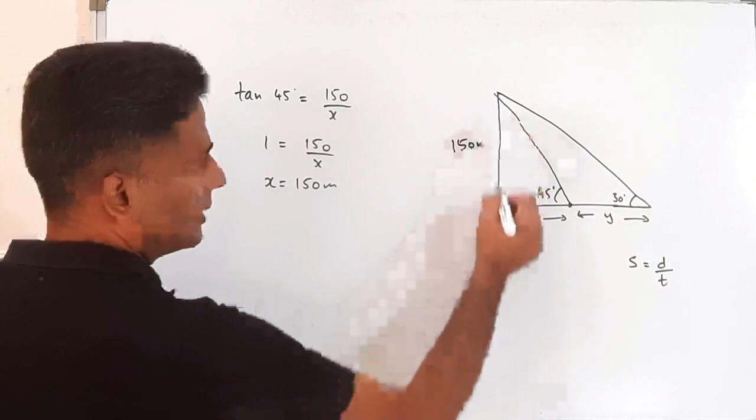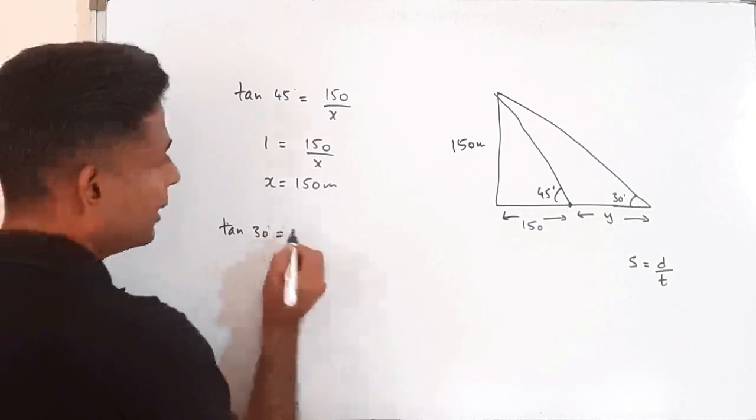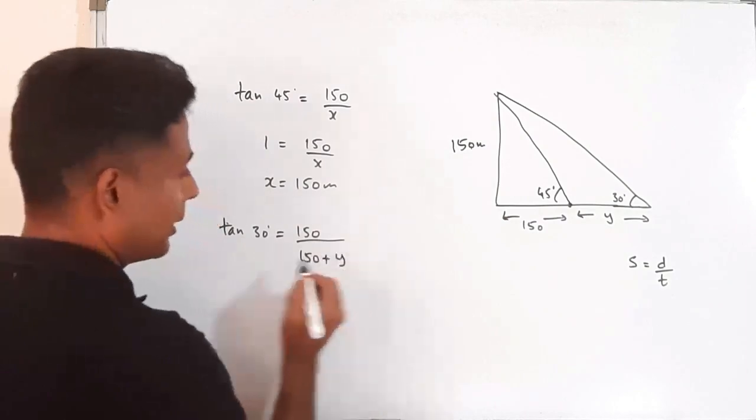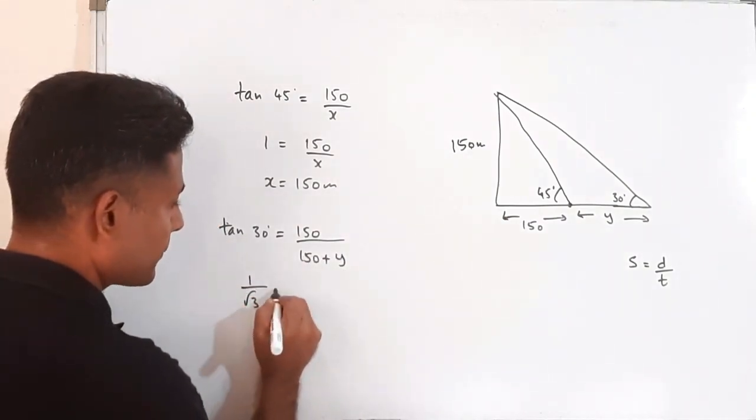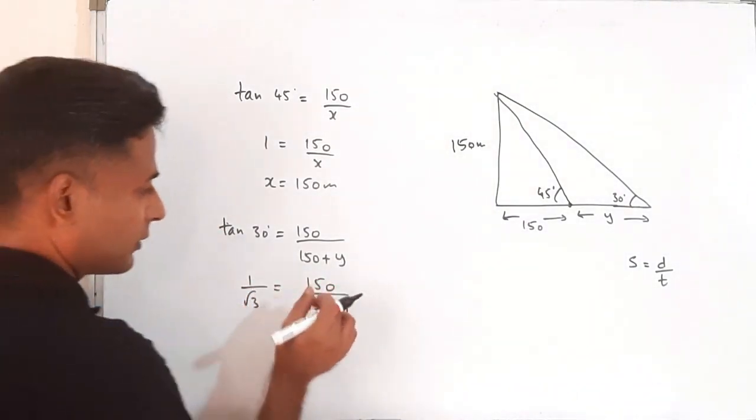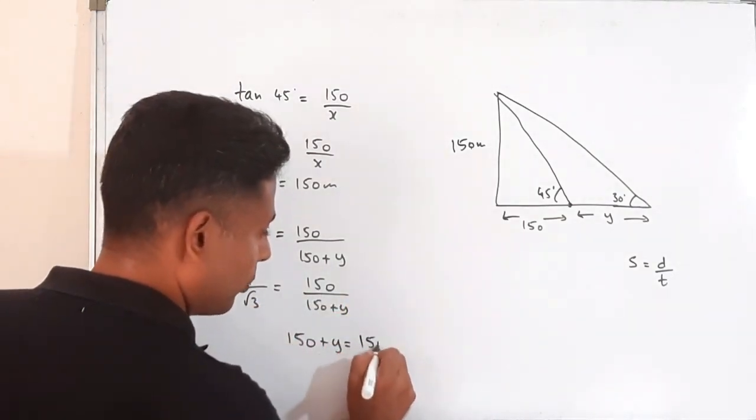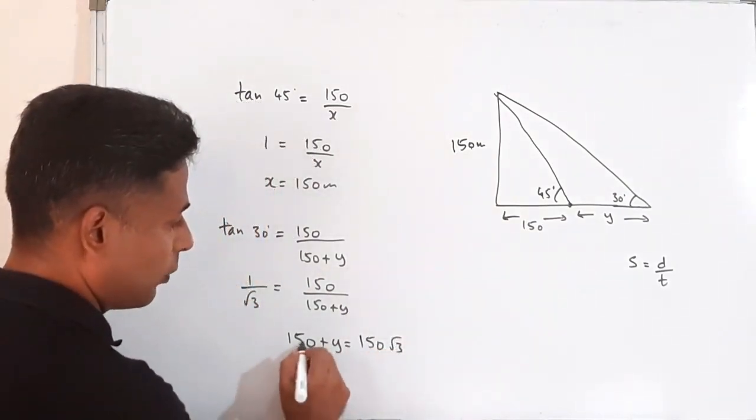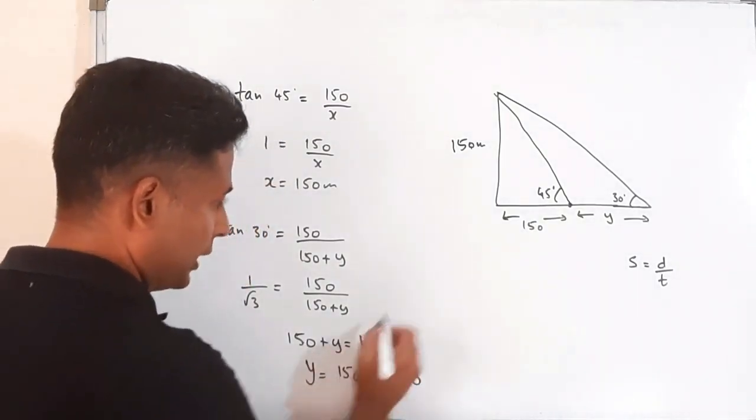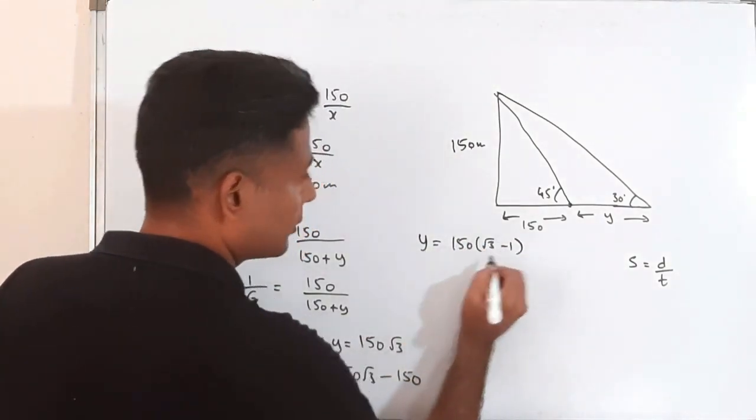Now taking the whole triangle, this entire triangle, we get tan 30 degrees equal to opposite by adjacent, which is 150 by 150 plus y. So tan 30 is 1 by root 3, equal to 150 by 150 plus y. Transposing, this will come here, this will come here. So we get 150 plus y equal to 150 into root 3, 150 root 3. So y will be equal to 150 root 3 minus 150. So y will be equal to 150 into (root 3 minus 1) meters.